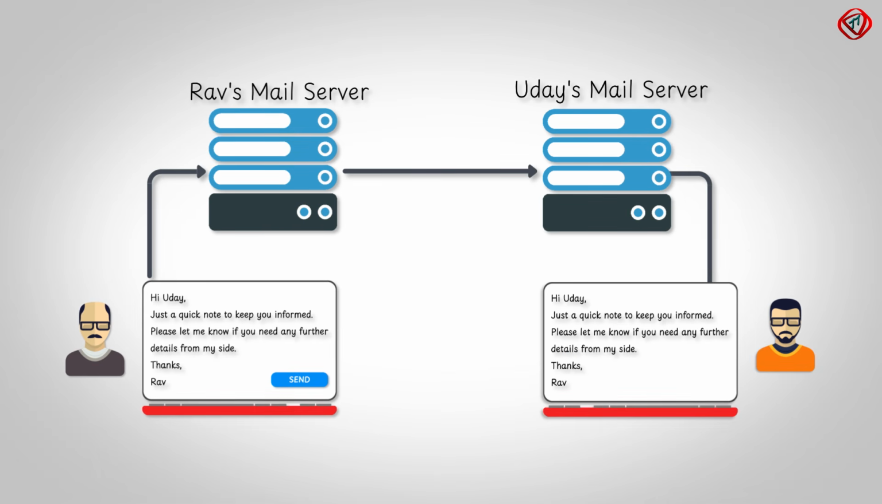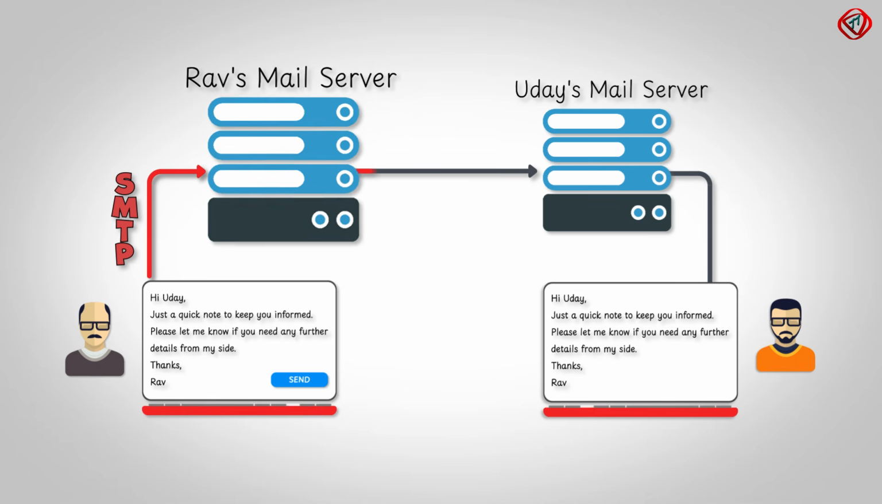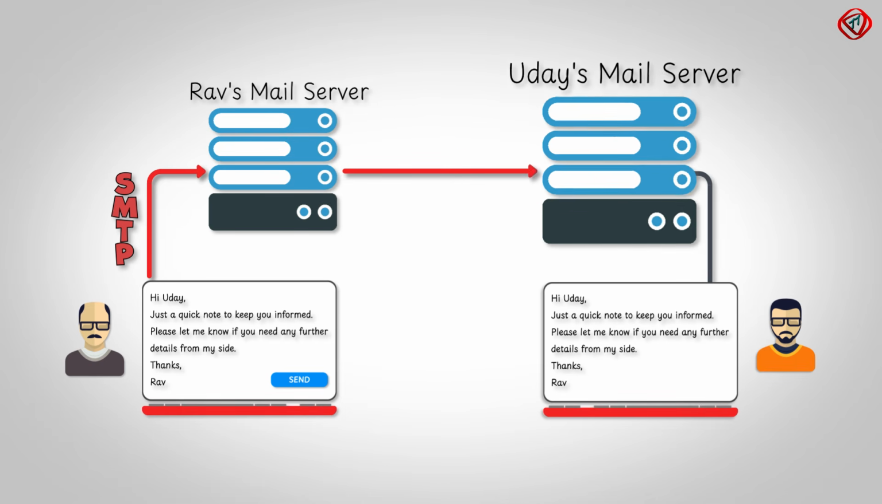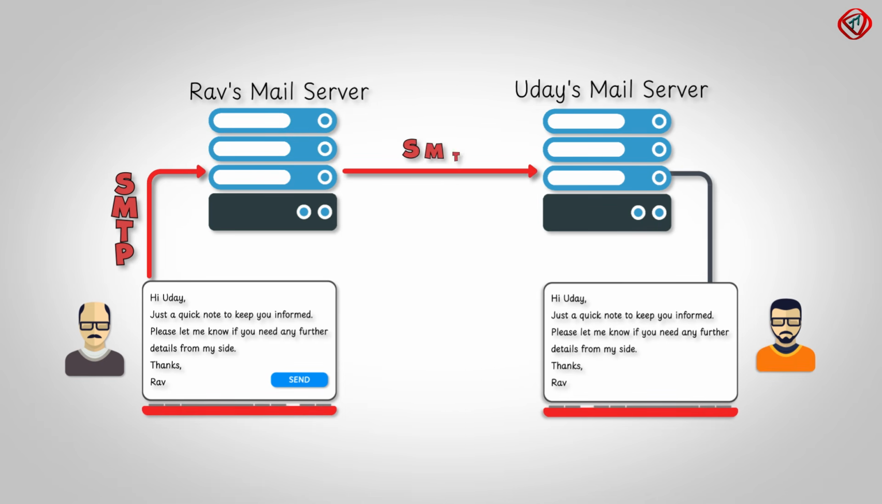The transfer of email from Rev's computer to Rev's mail server is done using SMTP. The transfer from Rev's mail server to Uday's mail server is also done using SMTP. But how is email transferred from Uday's mail server to Uday's computer? Please note that Uday's email application cannot use SMTP to fetch emails from his mail server.